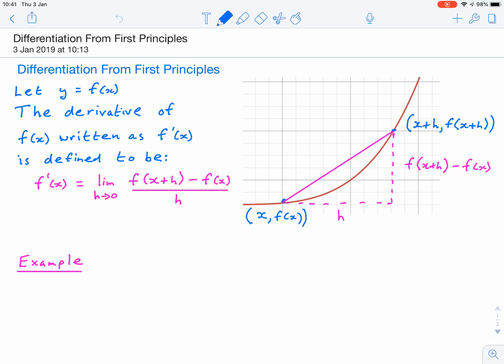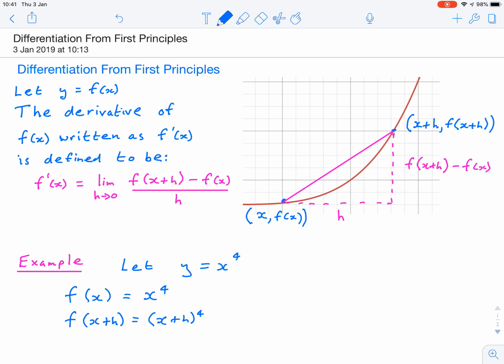So let's look at an example. Let y equal x to the power 4. So we need to start using the notation f(x), so f(x) is equal to x to the power 4. What about f(x + h)? Well, that will be (x + h) to the power 4.